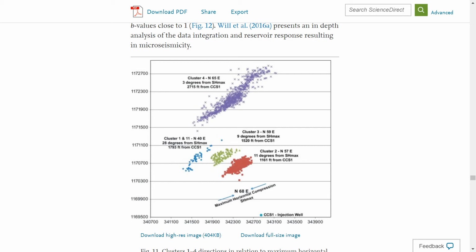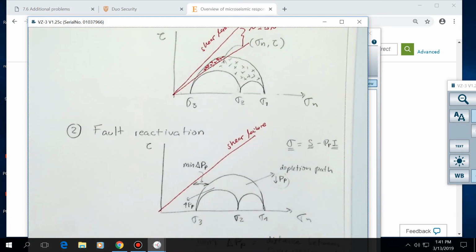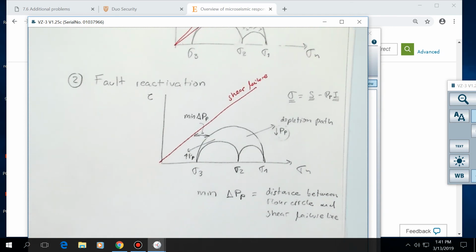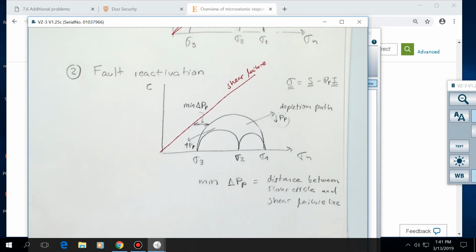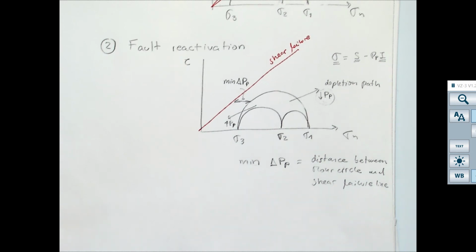So, let me come back over here. Fault reactivation is a big issue, and especially for unconventionals, it's very important to understand this problem for water disposal, for produced water disposal. Second application, and let's go to the third one.